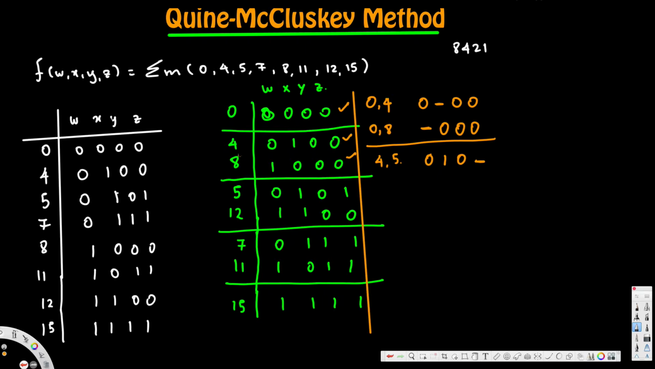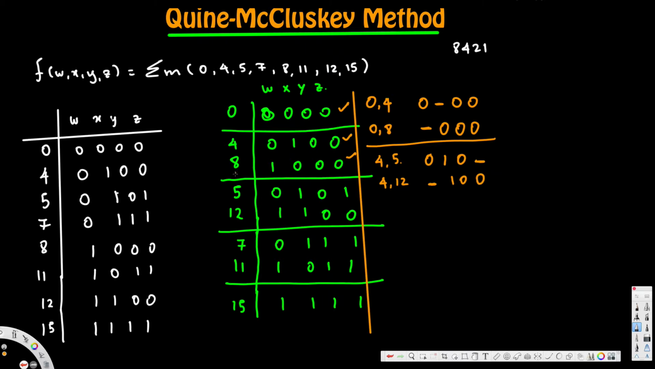Now let's look at 4 and 12. 4 and 12, 0 1 0 0 and 1 1 0 0. Only the first one is changing, so we put a dash. We are comparing 4 and 12, so we put a dash for the first one, and the other 3 just remain the same, 1 0 0. So we have taken care of these 2.